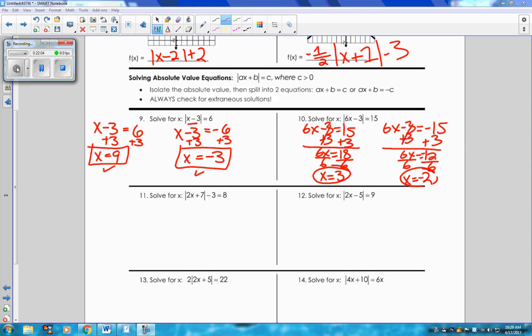Okay, so we got that x is equal to 3 and x equals negative 2. Let's, as a class, check our answer real quick. 6 times 3 is 18. 18 minus 3 is 15. Absolute value of 15 is 15, does 15 equal 15? Yes. Now I'm going to plug in negative 2. 6 times negative 2 is negative 12. Negative 12 minus 3 is negative 15. Absolute value of that is 15. Does 15 equal 15? Yes. So both of my answers check for number 10.